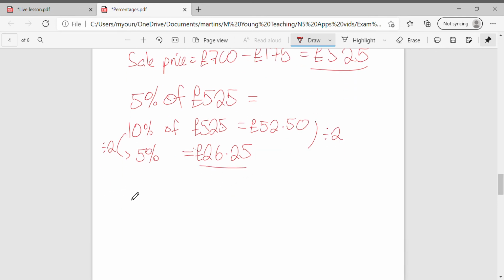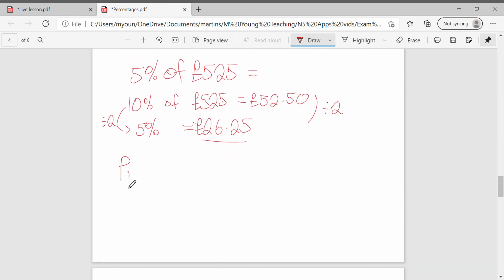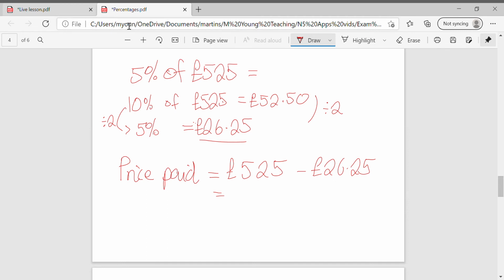So the actual price, okay, calculate the price Ian pays, so we'll just call this the price paid, is going to be, that was 5% and it was coming off 525. So 525 take away £26.25. Okay, again, if you need to do a sum, you can do that. Take away 26.25, and if I take off 26 and then take off the 0.25, that's going to give me 498.75.